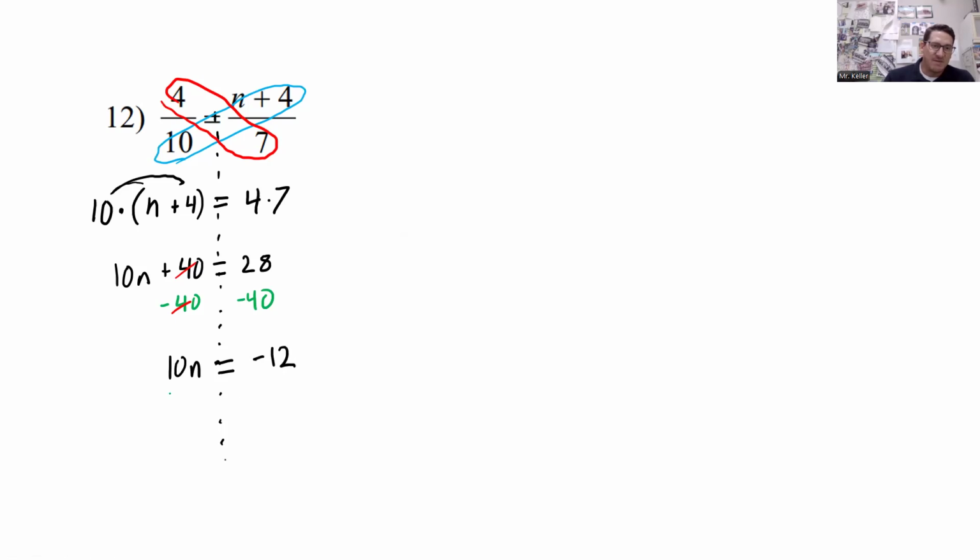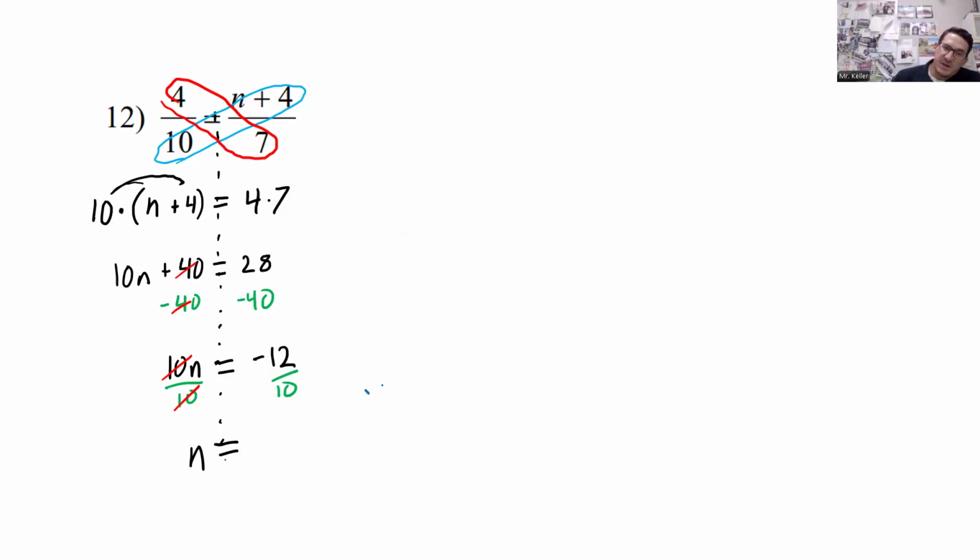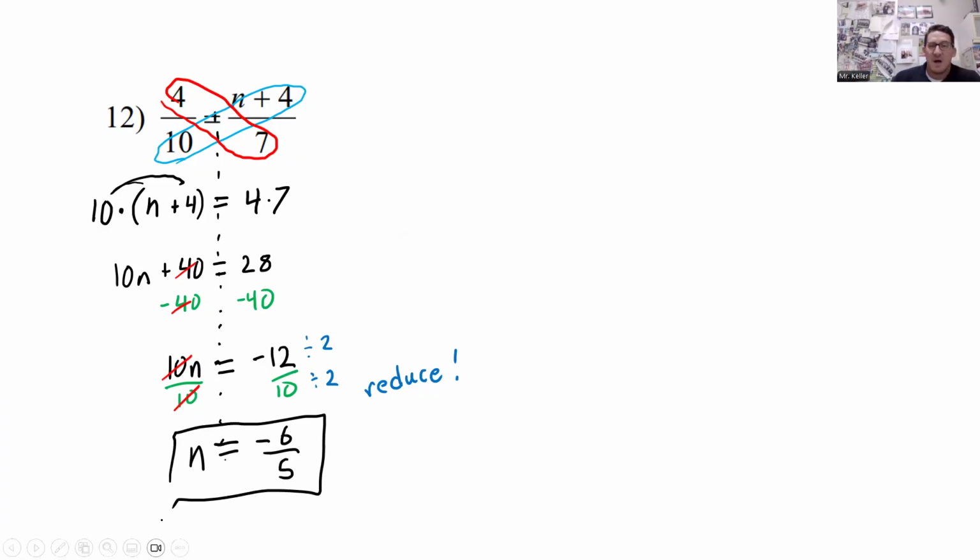And then I'm going to divide by 10. Times 10 divided by 10 cancels out. You get n is equal to negative 12 over 10. I'm going to leave it as a fraction, but I need to reduce. Make sure you are reducing. I can divide top and bottom by 2, the biggest number that can divide both of those. So negative 12 divided by 2 is negative 6. 10 divided by 2 is 5. So it's negative 6/5 is our final answer there.